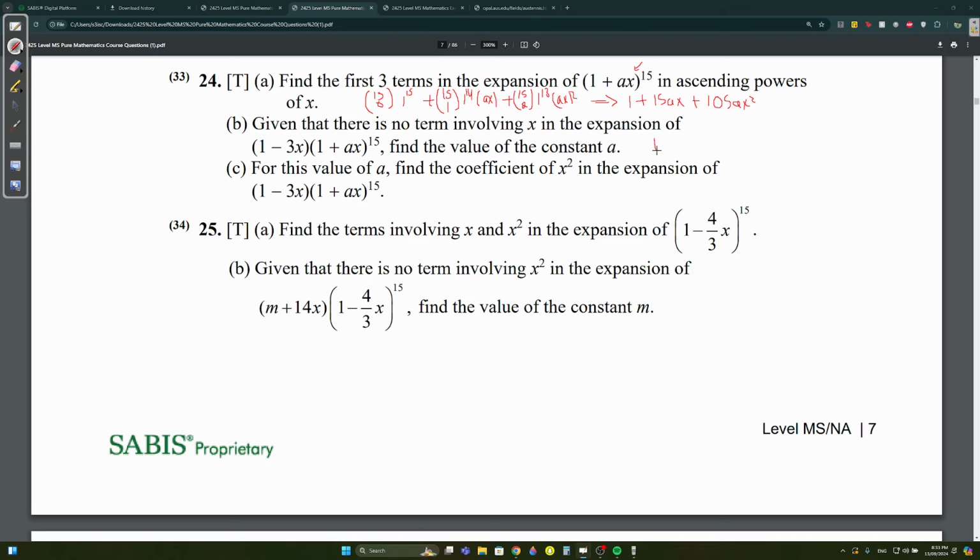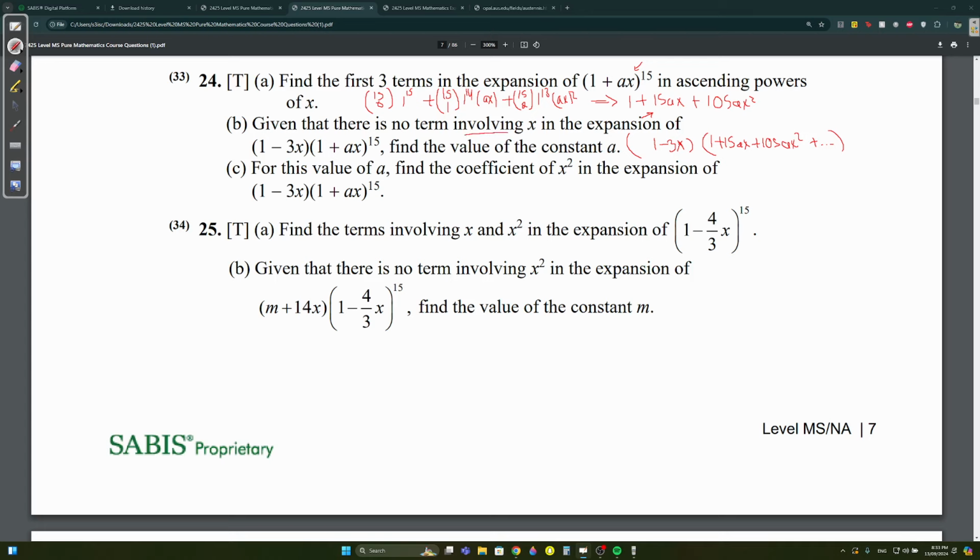So these are the first three terms. Okay, first term is this, second term is this, third term is this. Given that there's no x term in the expansion of this, find the value of a. Okay, 1 minus 3x times 1 plus ax to the power of 15, which we expanded to get this, right? 1 plus 15ax plus 105ax squared plus dot dot dot.